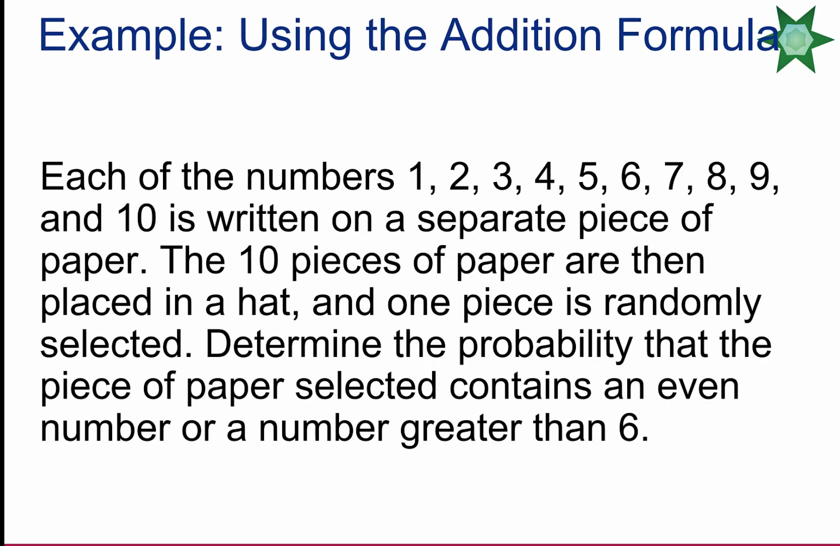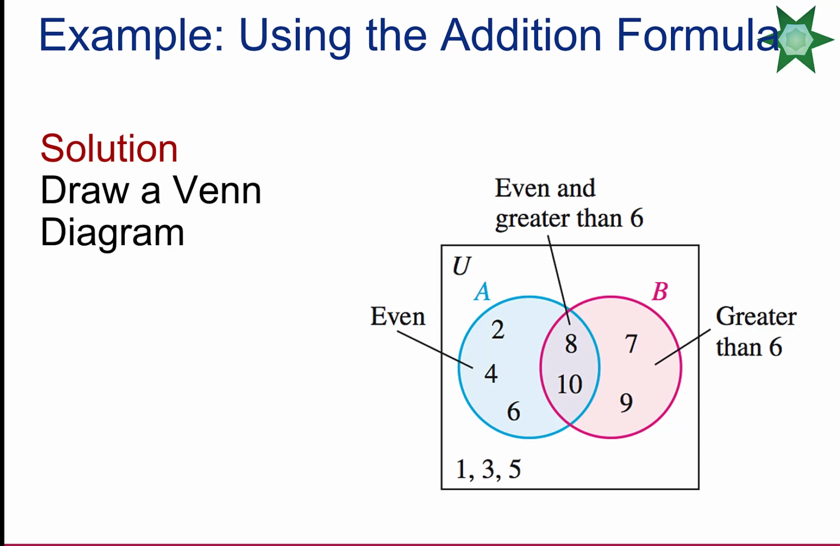Each of the numbers 1 through 10 is written on a separate piece of paper, and the papers are put in a hat, and one piece is randomly selected. Determine the probability that the piece of paper selected contains an even number or a number greater than 6. So we could construct a Venn diagram, and set A here shows the even numbers, set B here shows the numbers greater than 6, and we notice in the intersection of the two sets are the numbers that are both even and greater than 6.